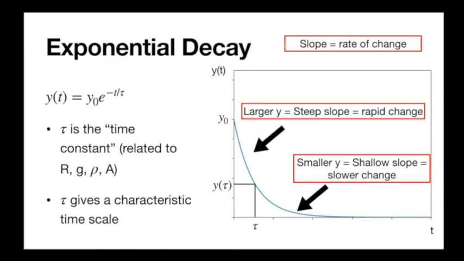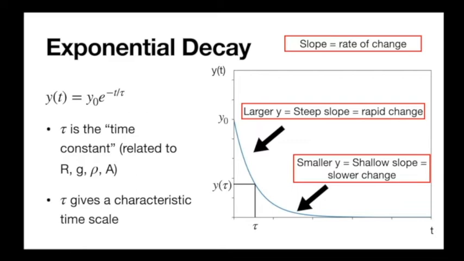So tau really just sets this characteristic scale for the time evolution of our system. We still have the same shape, but it's a different scale. We'll do more work to see what things about a circuit affect tau, but it's just related to the things in the circuit. It could be resistance, gravity, the density of the fluid, area of the pipe, whatever. These are the physical traits of the system that determine tau.